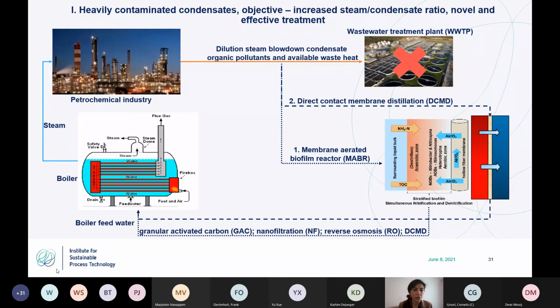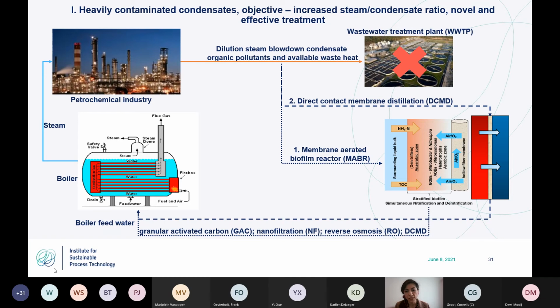With that said, one of the biggest condensates became a subject of interest, the dilution steam blowdown. This condensate originates from the naphtha cracking process itself, and it is characterized as heavily contaminated with organic pollutants, but there is still available heat in it. This condensate is currently treated at the wastewater treatment plant, but in order to release some treatment capacity and to recover the water and the available heat, we tested two different innovative alternative technologies.